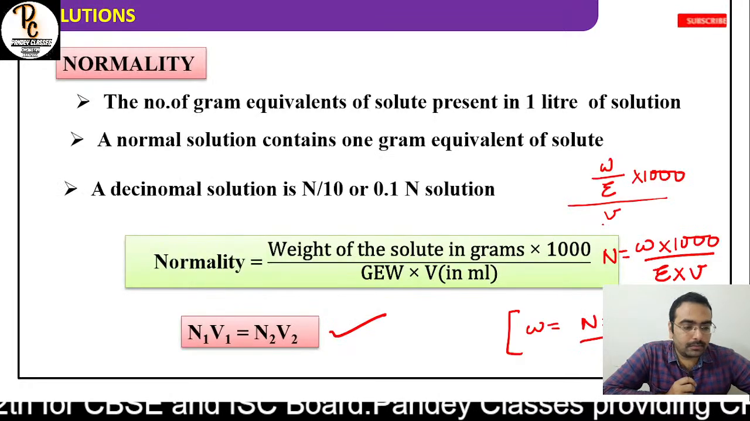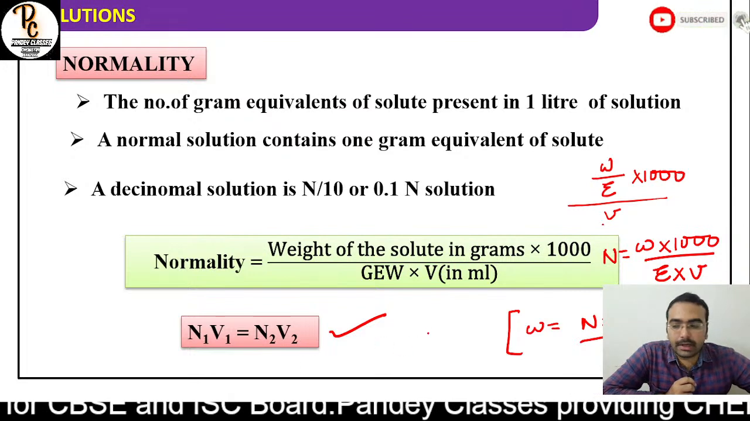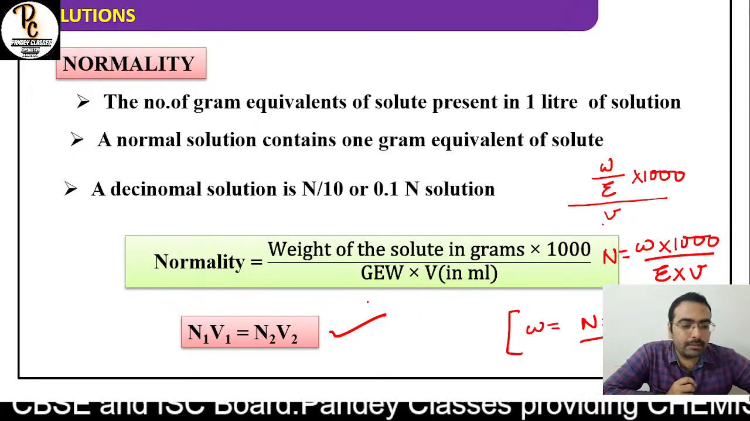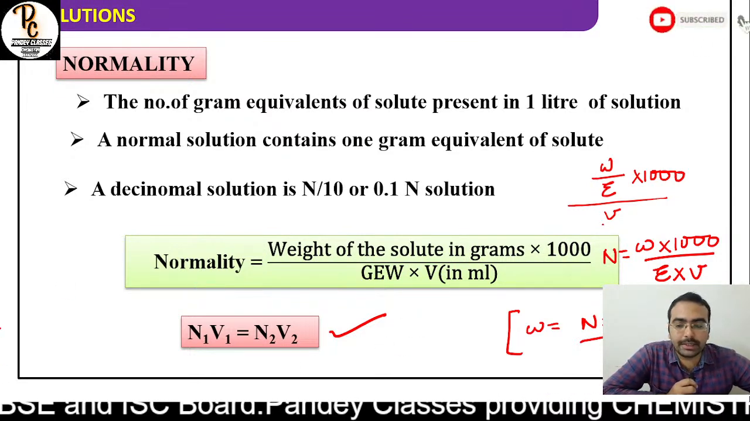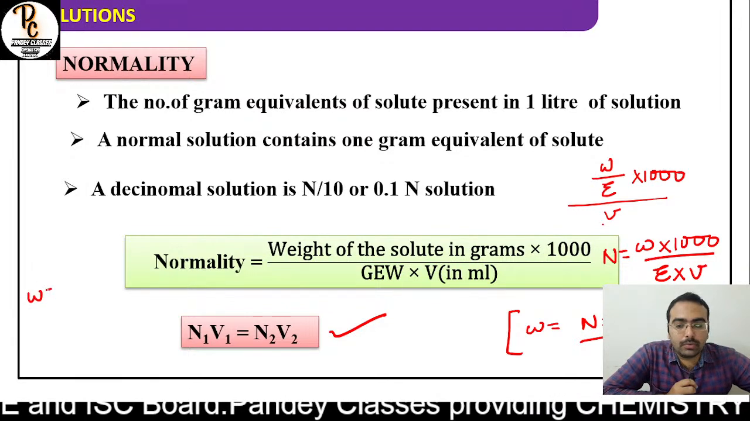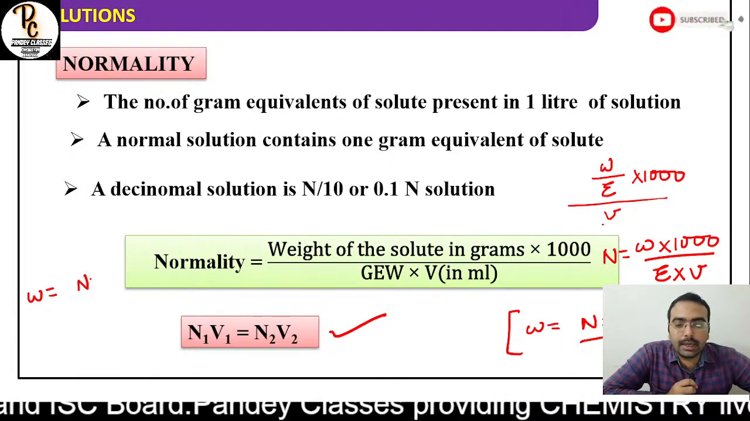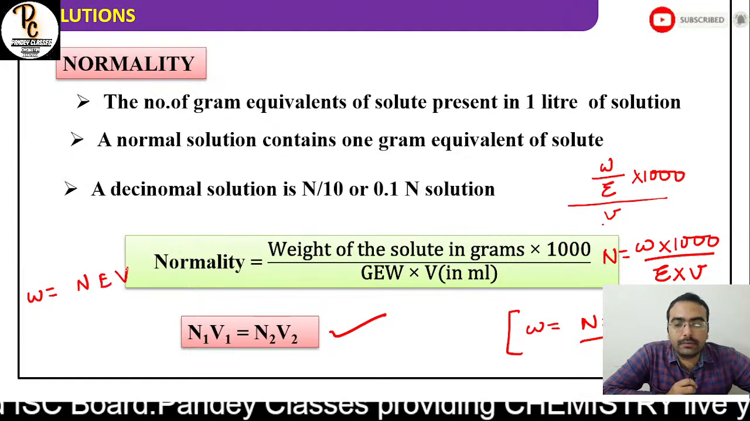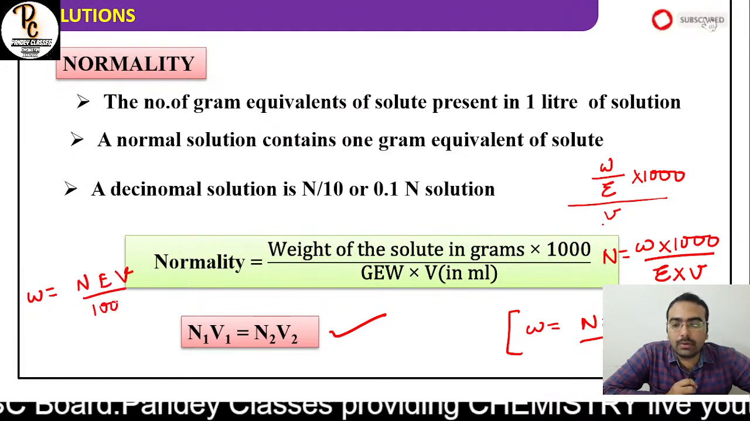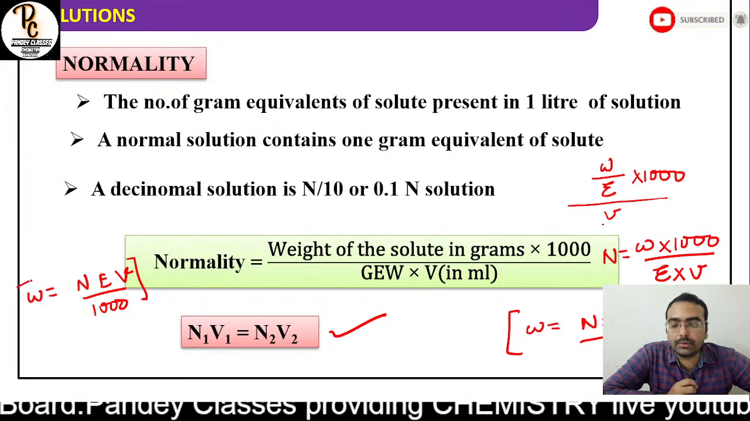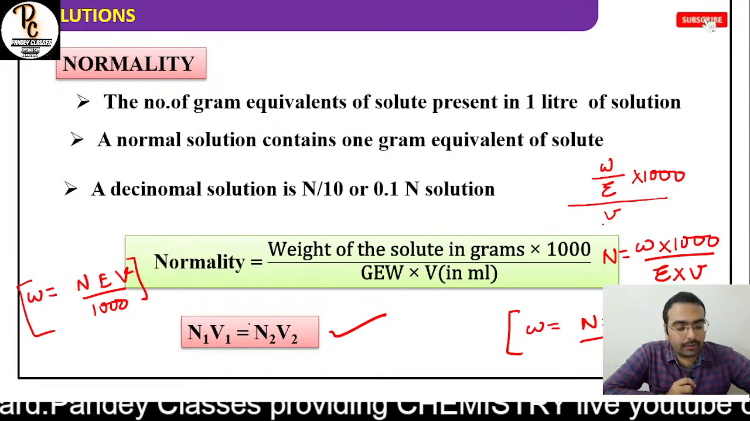Again, I'm writing here because my image is not visible. So W equals N E V upon 1000. Okay, so this is the generalized formula for normality.